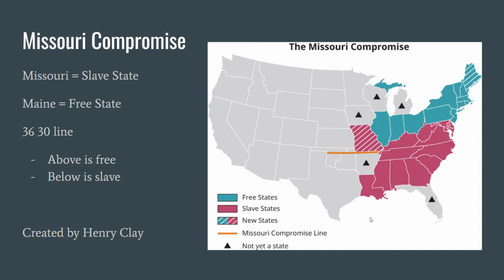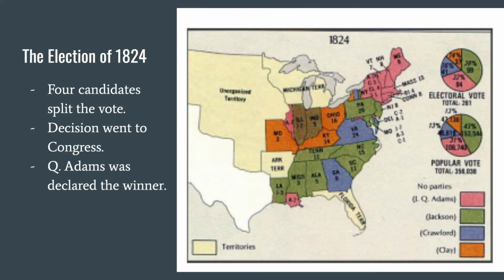It'll be wonderful. These states with the triangles end up becoming states under the Missouri Compromise law or provisions, and so Florida and Arkansas have slaves, whereas Iowa, Wisconsin, and Michigan do not. And so everybody feels good about that. It's like a little crisis, and then it goes away, and we're all happy. You know, until 1824.